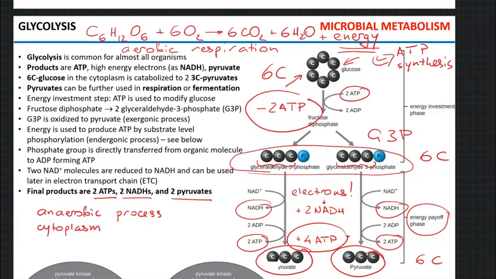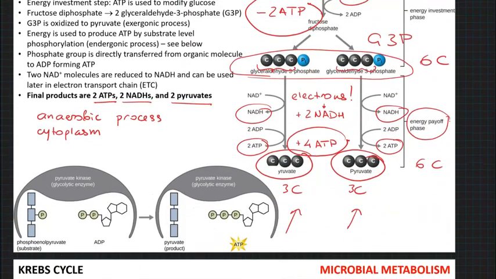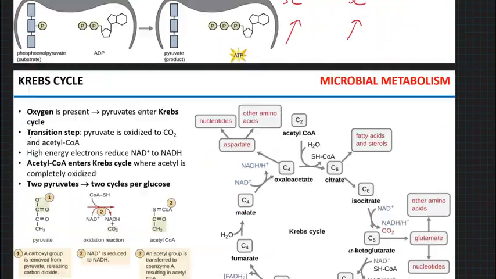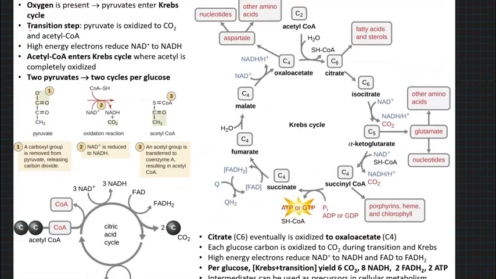So I'm going to ask you questions. This is 1 molecule of glucose, right? So how many pyruvates do we get in the end? 2. So we're going to run a transition reaction for 1 pyruvate and then for another. So we can multiply products by 2. And then, since we have double the products, we need to multiply the Krebs cycle by 2.